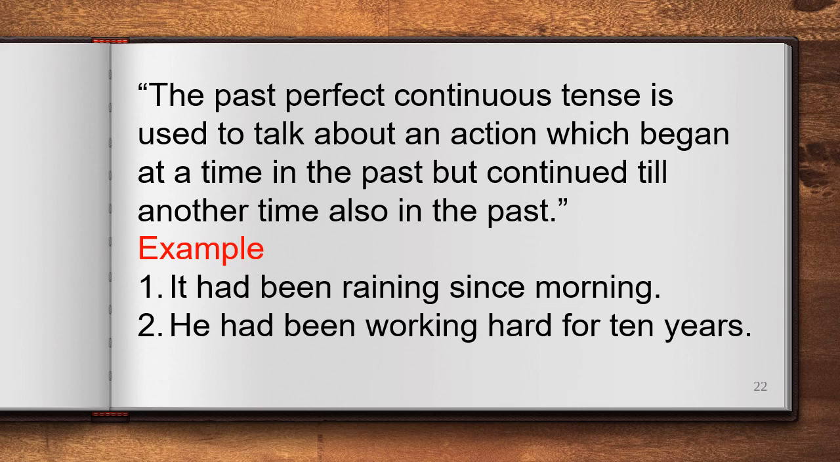Now this tense talks about an action which began at a time in the past but continued till another time also in the past. The formation for past perfect continuous tense is had plus been plus verb first form plus ing. Instead of has or have, we will use had, and had is used with both singular and plural subjects.